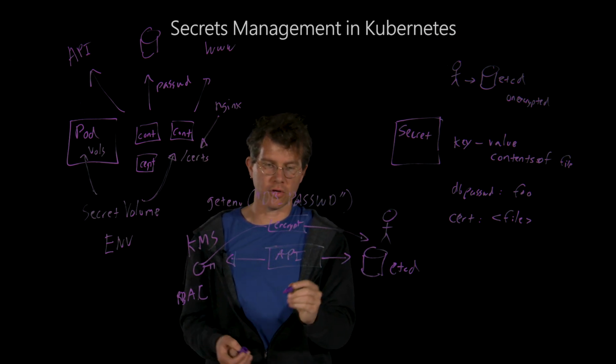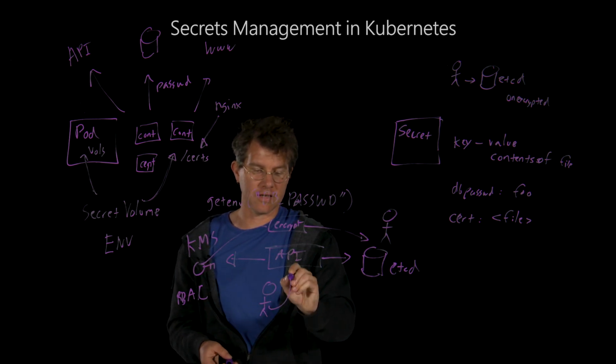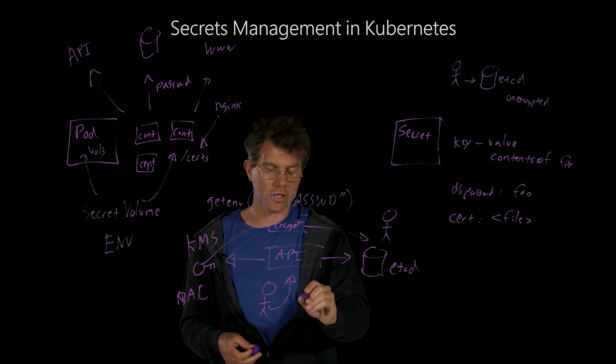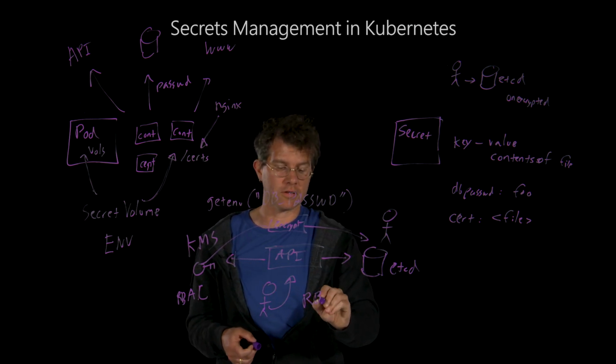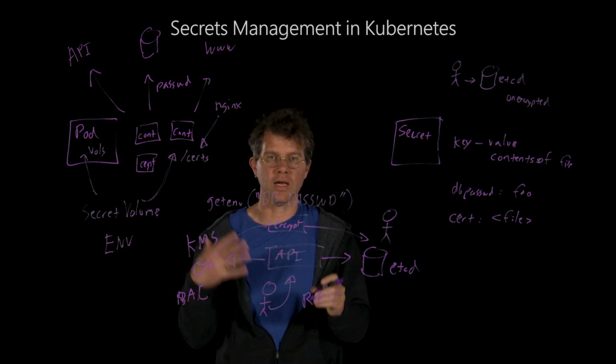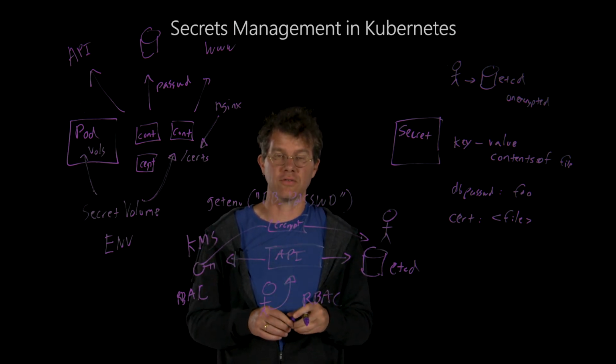It is worth noting, of course, though, that anyone who has access to the Kubernetes API may potentially be able to also access those secrets. So you clearly want to be using resource-based access control on the Kubernetes API as well to ensure that only the right people have access to the secrets that you're placing inside the context of Kubernetes.